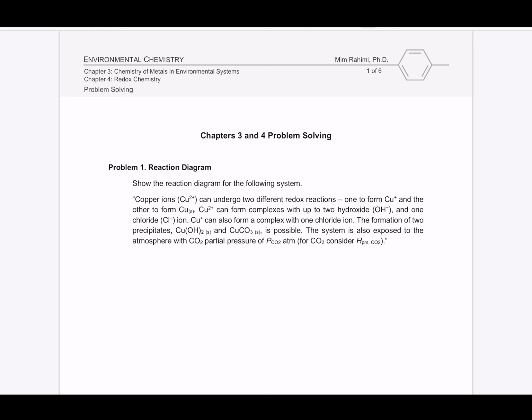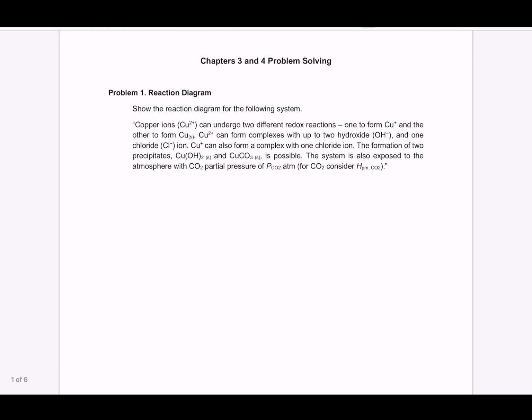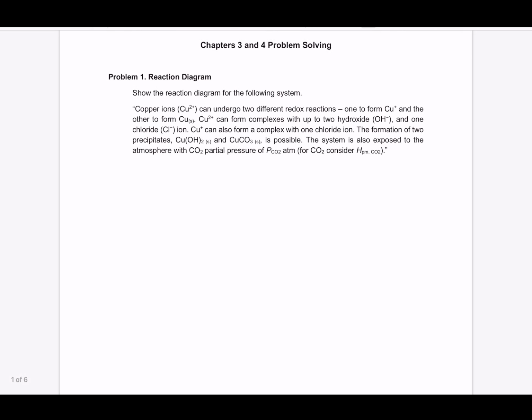So let's focus on the first problem. It's basically a reaction diagram. We saw in the lecture, especially in chapter 3, that this reaction diagram would help us a lot to figure out the possible reactions that are centered around metal. And it would just help us to organize our thoughts before deriving the equilibrium expressions. So it was a good practice to always look at reaction diagram and build reaction diagrams before we actually solve it. So this is a specific question.